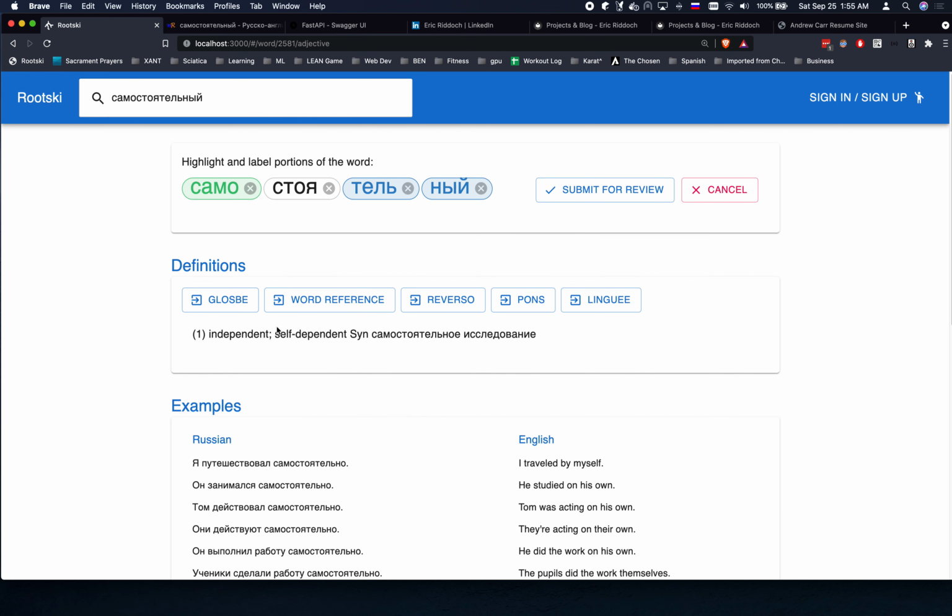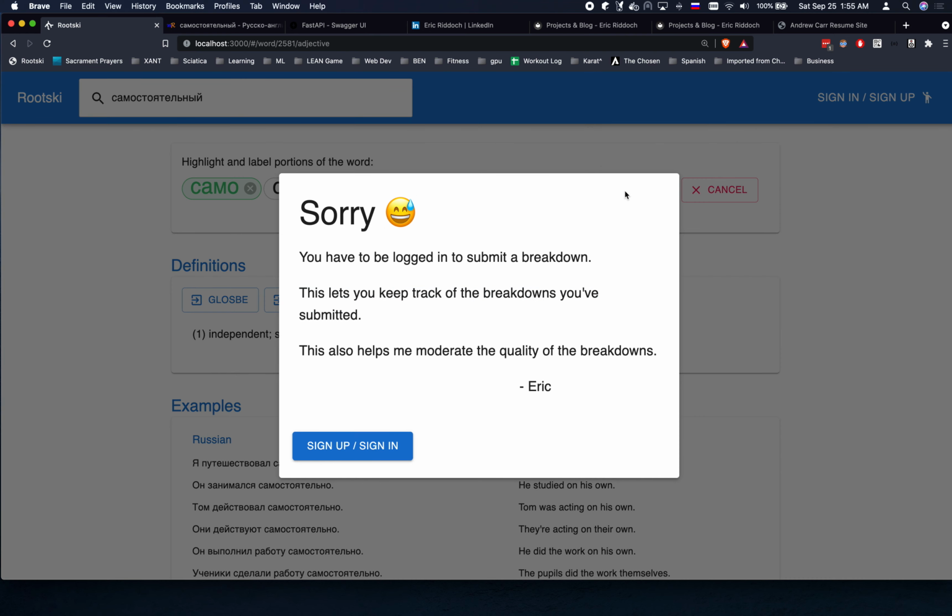So yeah, select that. We just finished breaking down our first word in Rootski. So I'm going to click submit for review, and it's going to be sad because I'm not logged in. So we totally have user accounts set up in Rootski. So it says you have to be logged in to submit a breakdown. If you do log in, this lets you keep track of the breakdowns you've submitted. It also helps me moderate the quality of breakdowns.